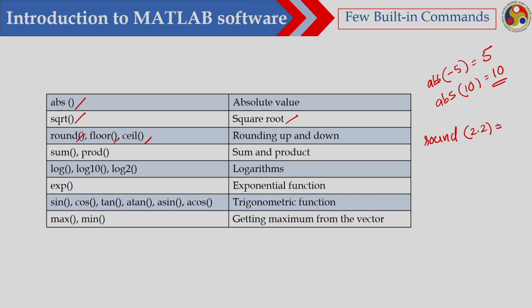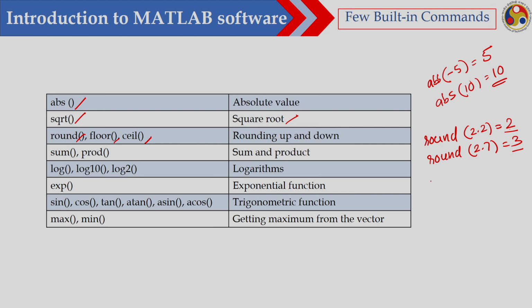Okay. So, round means, suppose if I write round 2.2, what will you get? You will get 2. If you write round 2.7, what will you get? You will get 3. Okay. So, that means if it is more than 0.5, you will get the higher one, or otherwise you will get the lower one.